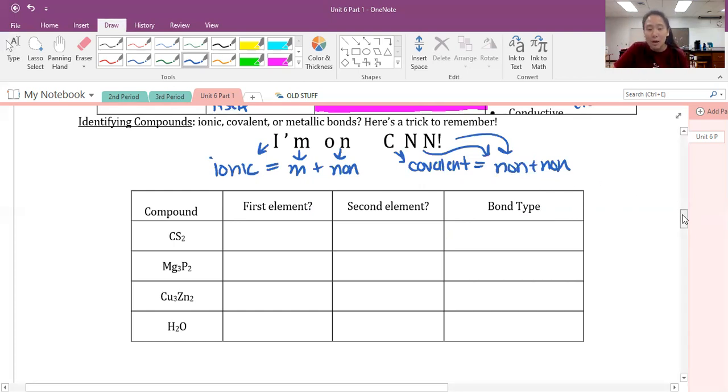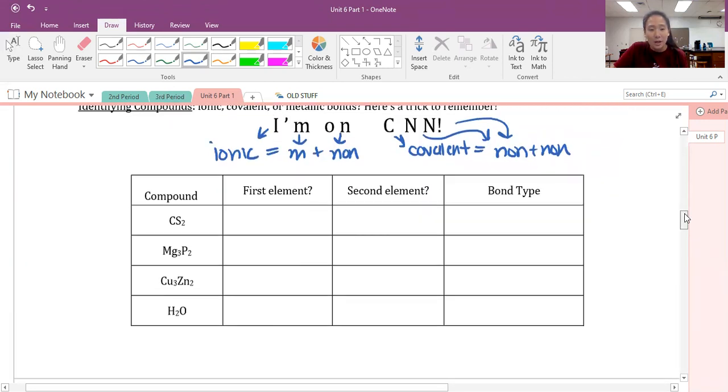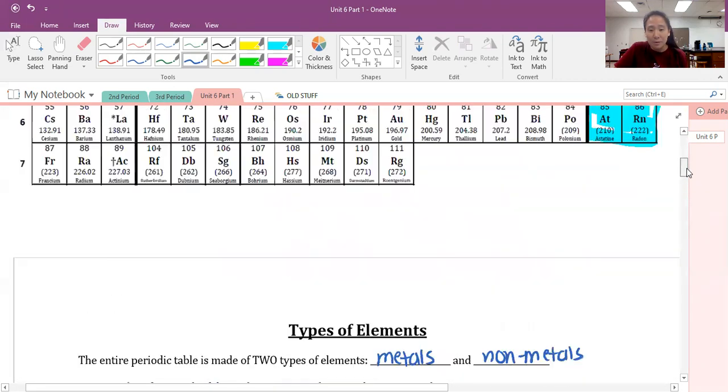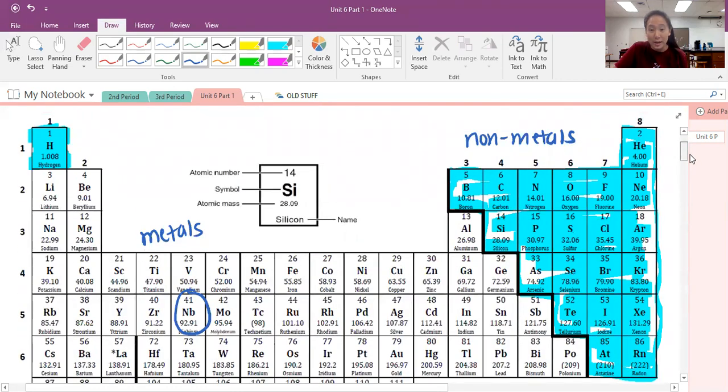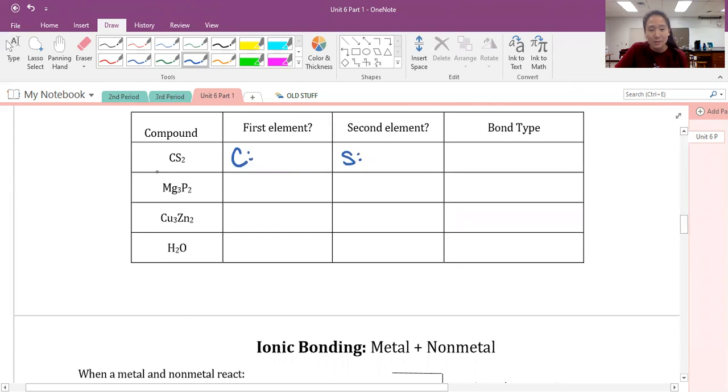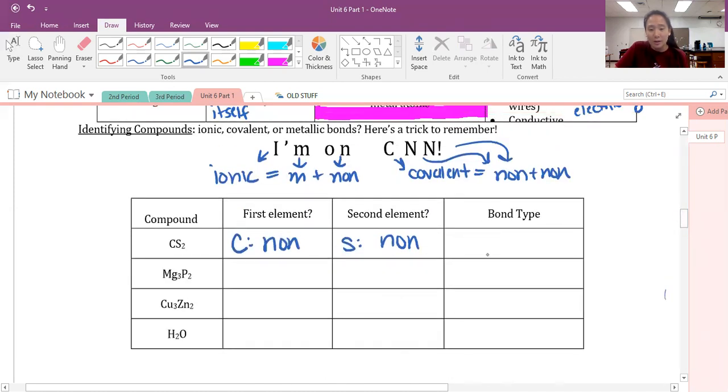For example, here you have a compound, CS2. Your goal is to figure out that carbon is my first element and sulfur is my second element. Then I look at the periodic table to determine what each is. Carbon is a nonmetal and sulfur is also a nonmetal, so I know this is non and non. Two nons are what type of bond? It's covalent, so you know they're going to be sharing electrons.